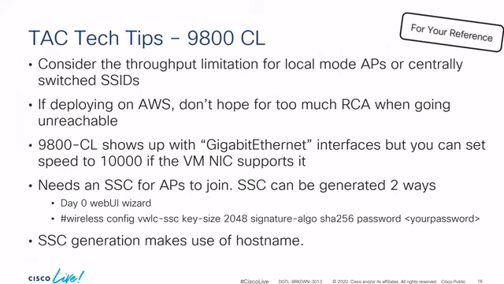Now, as I mentioned before, the 9800 appliances come with a manufacturer installed certificate, but the CL is simply software, so there is no manufacturing involved. Therefore, whenever you have a 9800 CL, one of the first steps you will be required to do is generate a self-signed certificate, which will then allow the APs to join.